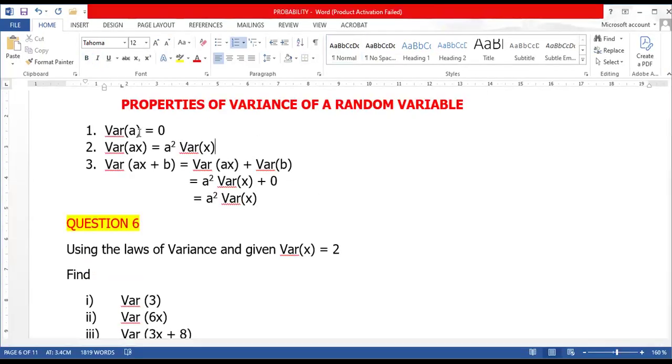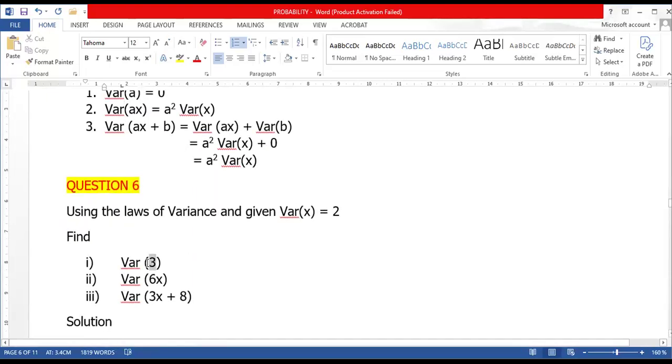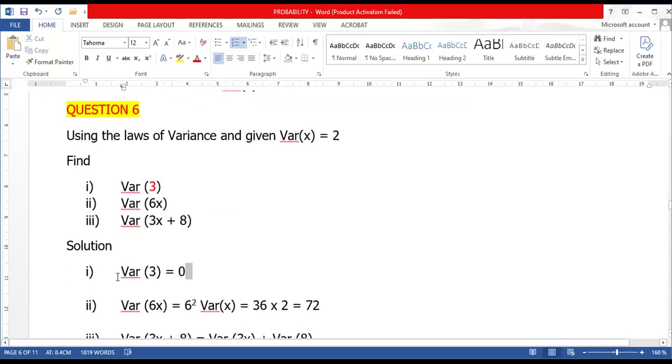Properties of variance. The variance of a constant is 0. We say that the expectation of a constant is a constant. But when it comes to the variance of a constant like 3, variance of 10, variance of 100, you get 0. So the variance of a constant is equal to 0. That is rule number 1.